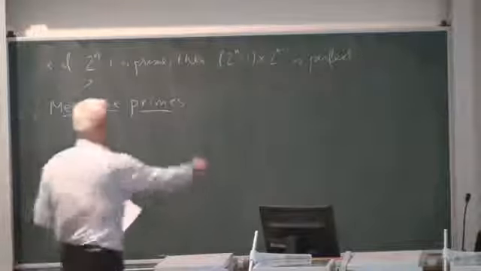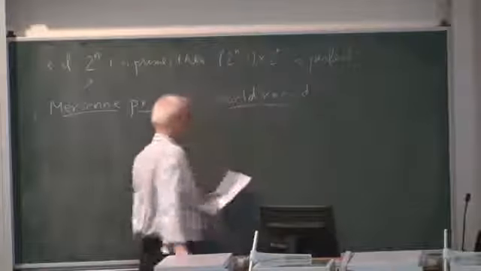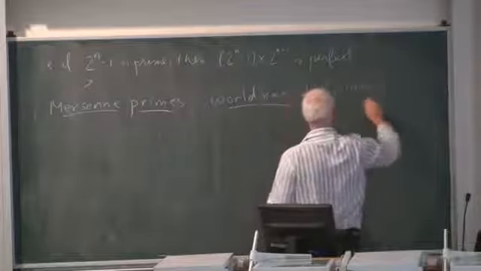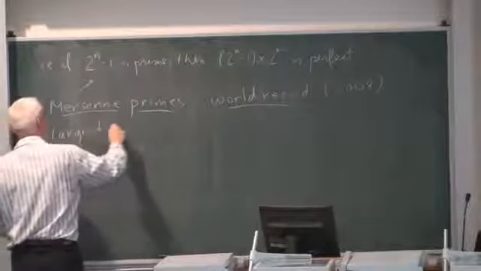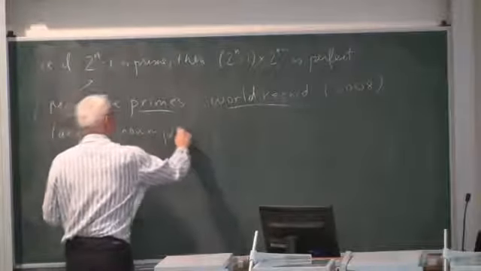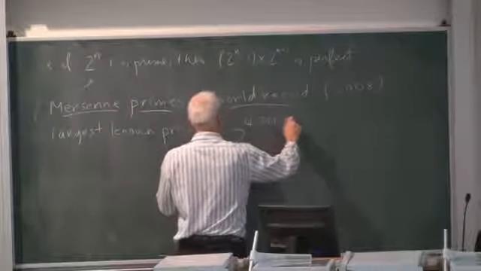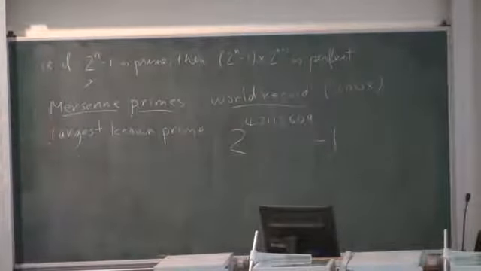The current world record, at least on the site I checked, I think it was set in 2008. This is the largest prime known. The largest known prime number is 2 to the 43,112,609 minus 1. It's a number with about 12 million digits if you wrote it out. Humanity does not know any primes bigger than that.